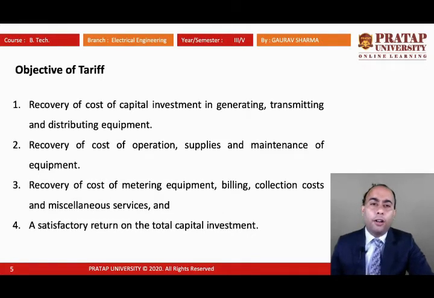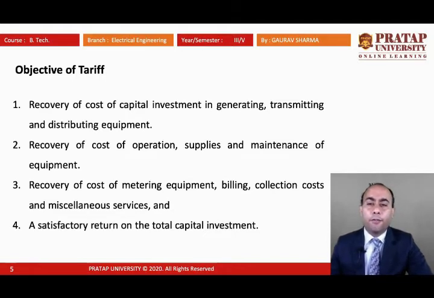Now the tariff which we are applying has certain objectives. So the objectives are recovery of cost of capital investment in generating, transmitting and distribution equipment.